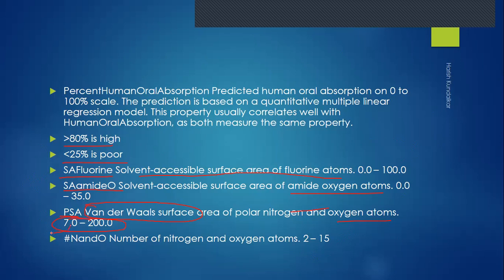So if it is less than 40, that means the molecule will be absorbed into the CNS. It will cross the blood-brain barrier. If it is more than 40 up to 200, that means it will be orally bioavailable. So that is the importance of this particular parameter, polar surface area. This is very important. The number of nitrogen and oxygen atoms should be between 2 and 15.